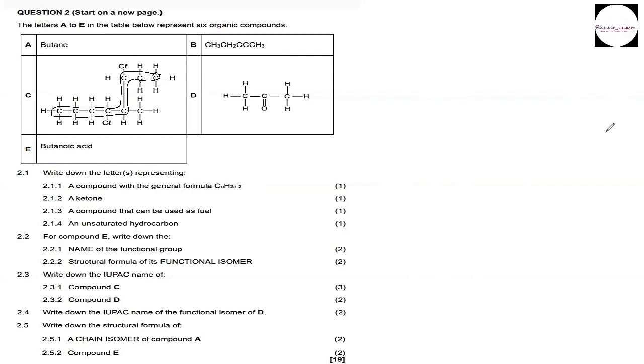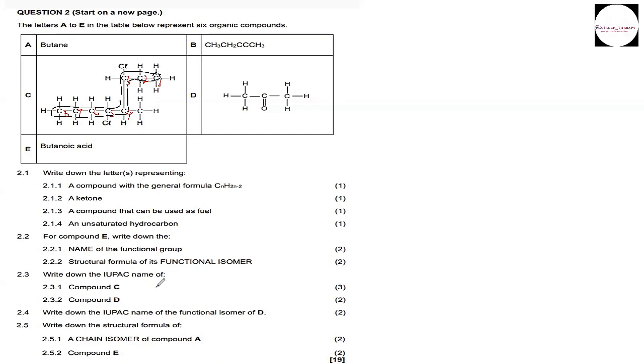Then this is 1, 2, 3, 4, 5, 6, 7, 8, which it wouldn't give us 8 if we were only considering the straight chain. 1, 2, 3, 4, 5, 6. So you see, now this is 8. The longest chain has 8 carbons.